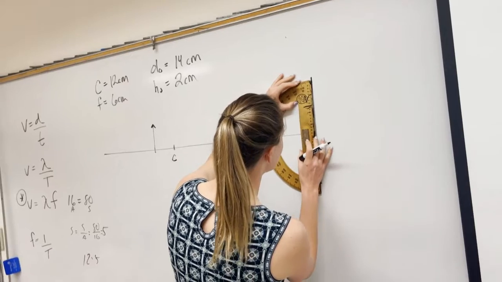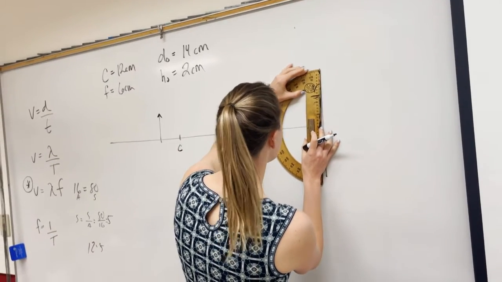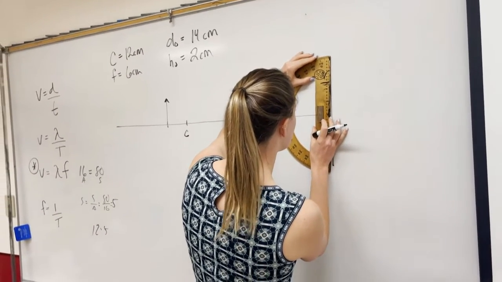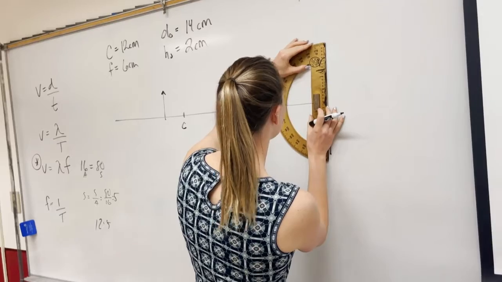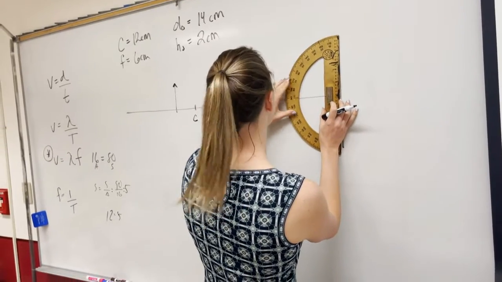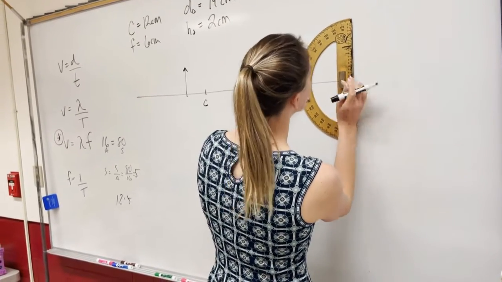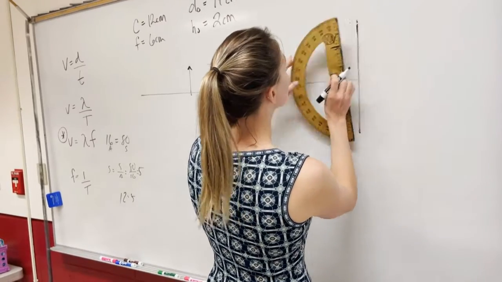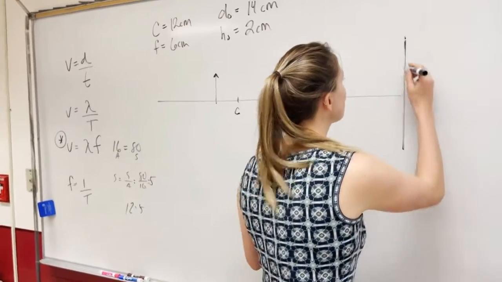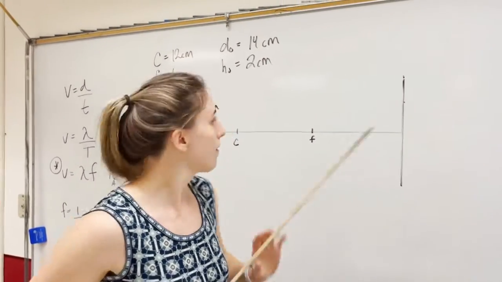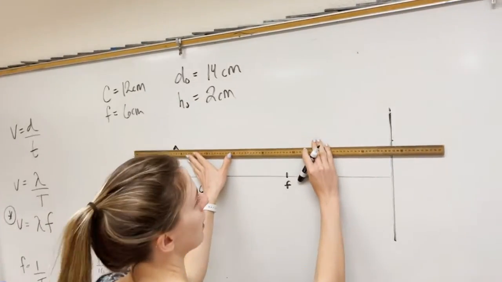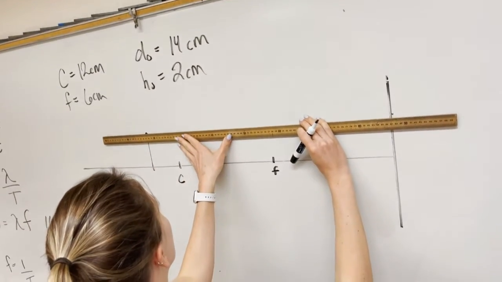Okay. So measure on your mirror, boys and girls, 2 centimeters above the principal axis, and make a mark. 2 centimeters. Okay, it's going to be right there. Okay. And so then connect the tip of the arrowhead to that. Connect the dots here.